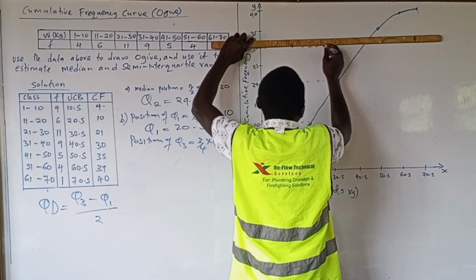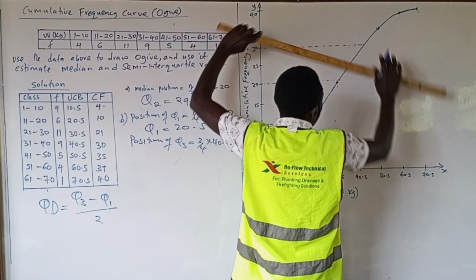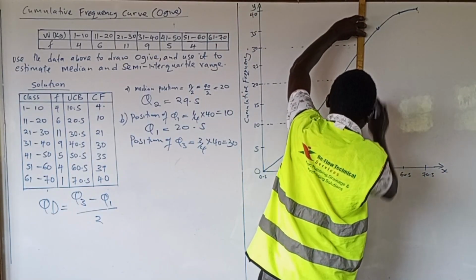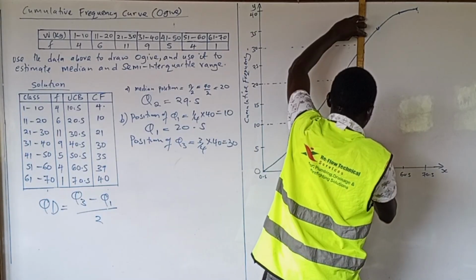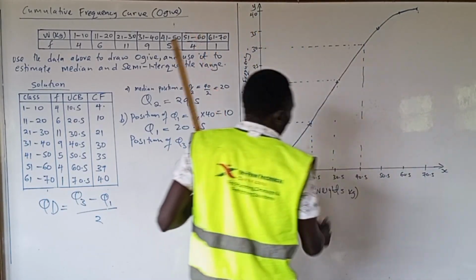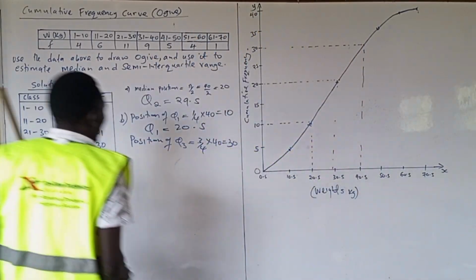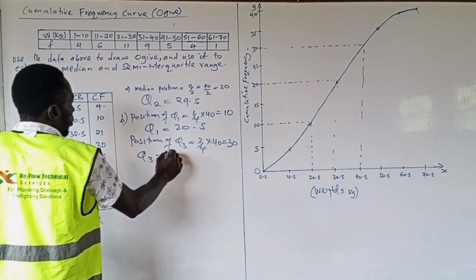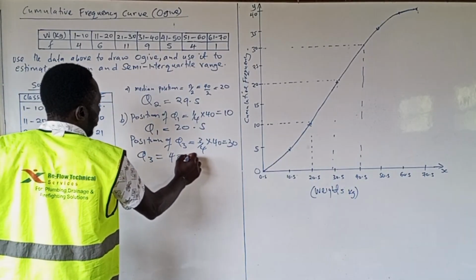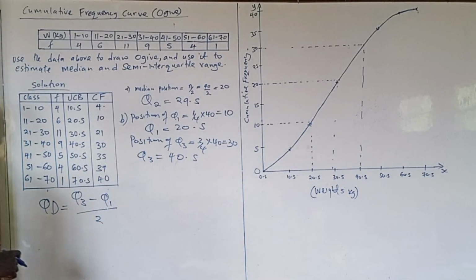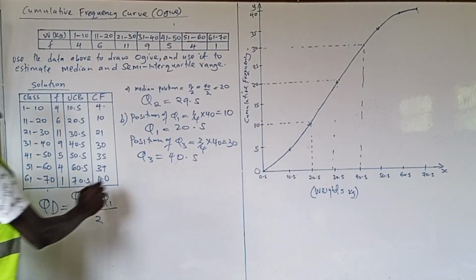Using dots, you reach where the graph is. Then you come down using a straight line. Then you get 45.5. So Q3 will be 40.5.